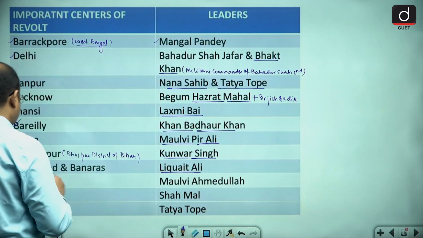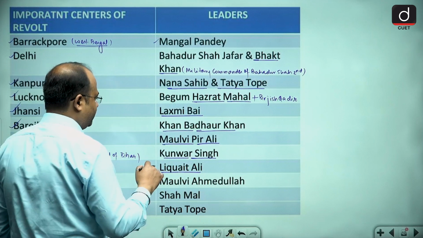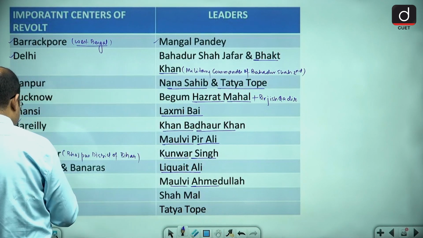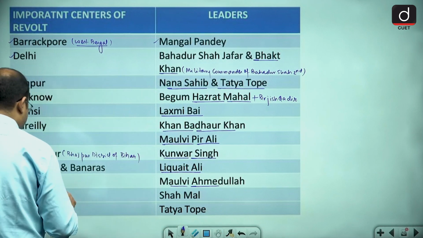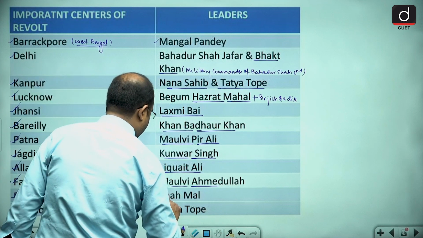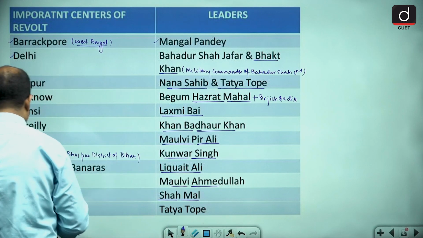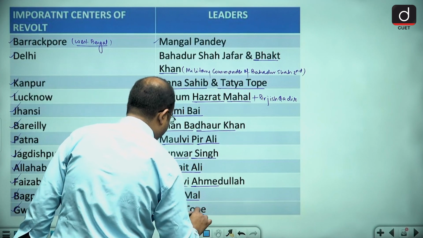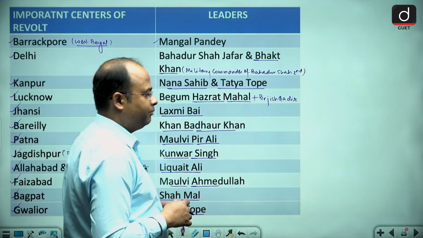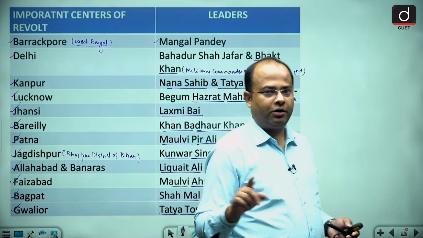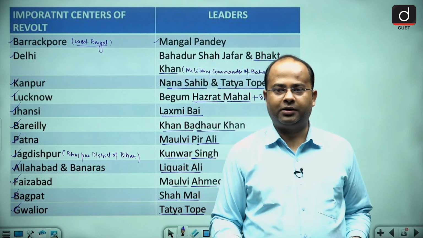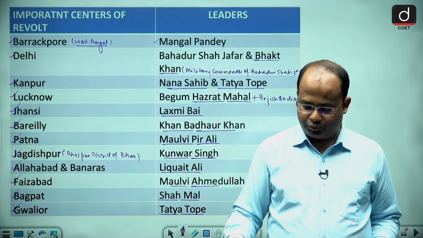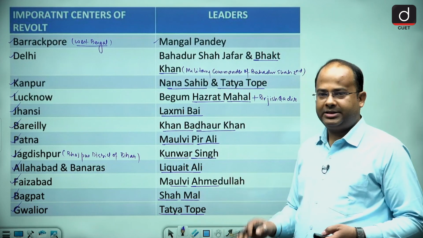Then Faizabad, that is the Ayodhya area, that was being led by Maulvi Ahmadullah. Then Bagpat. Bagpat is a district in UP near Delhi, and that was being led by Shahmal. And then we have Gwalior, that is in Madhya Pradesh, that was being led by Tatya Tope. So these are the important centers of the revolt, and these were the leaders who gave leadership to the revolt. I hope, guys, is that clear to all?